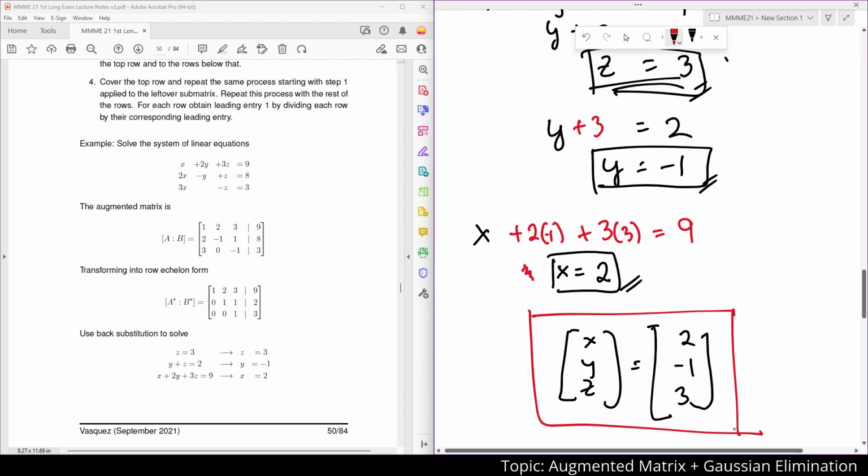So for further practice, I would implore you to try the Gaussian elimination method against the other examples given in the module. So that's it for this session. This is our topic for the week. And if you have any questions, you may ask me through my communication channel, or you can schedule a consultation for it.